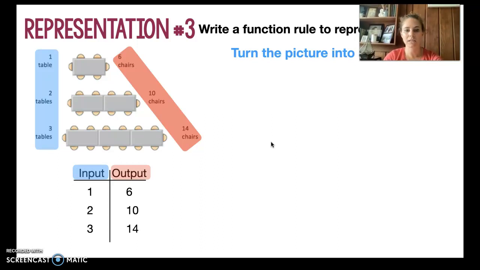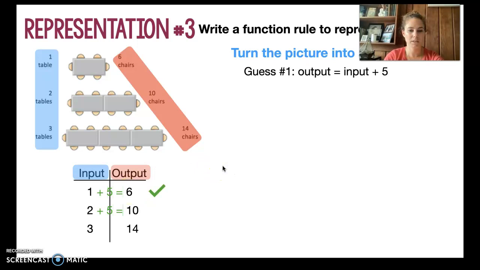So again, we're just going to start taking some guesses. So my first guess, to get from 1 to 6, I know I could just add 5. So let's see if that's the right rule. 1 plus 5 is 6, so that works. 2 plus 5 is 7, but I'm supposed to get 10. So I know that that guess is incorrect.